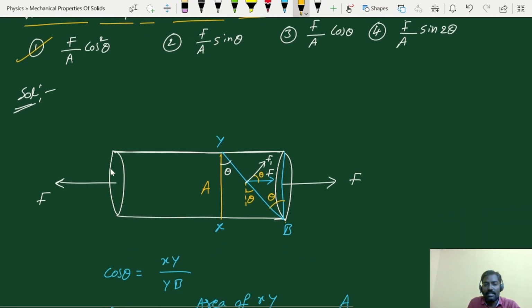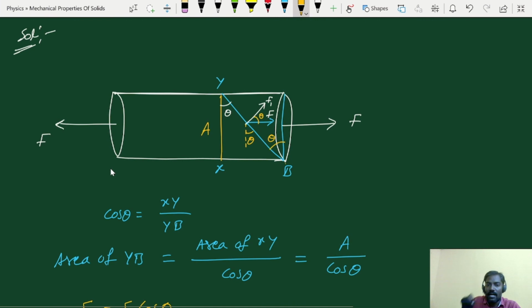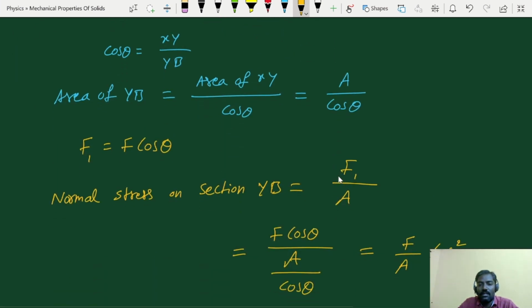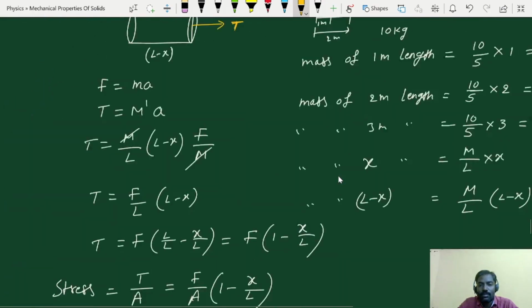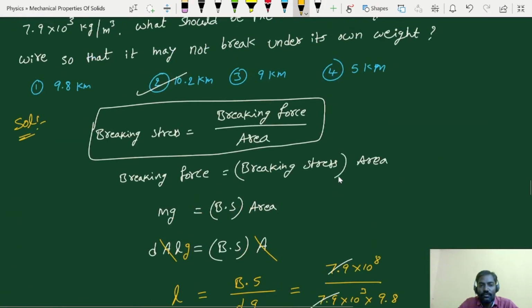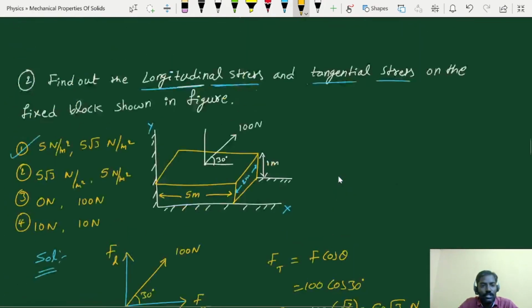See students, in the same question, if they ask you to calculate the tangential stress or parallel stress, in such a case you have to take the force acting along this component by the area of this section. Right students? So these are a few questions which are the calculations of stress as well as strain.